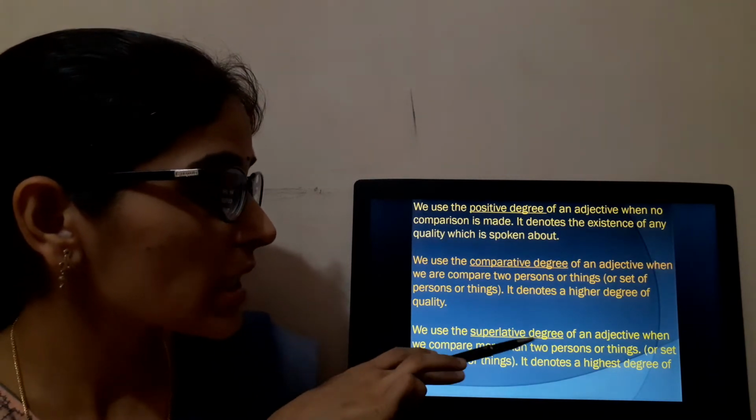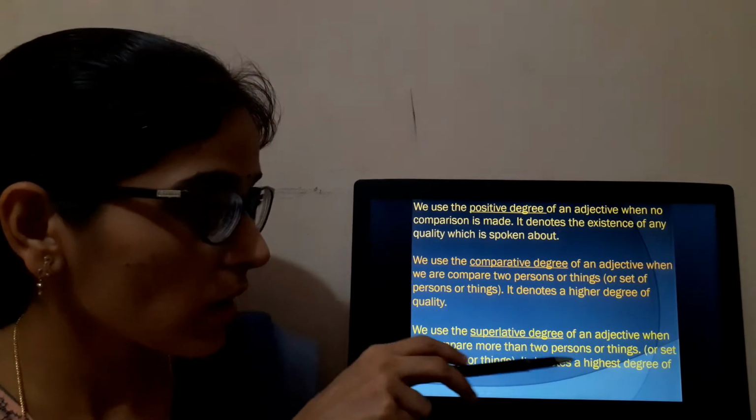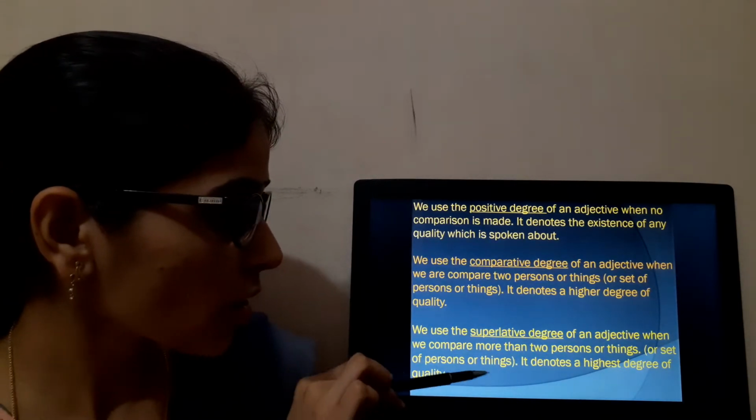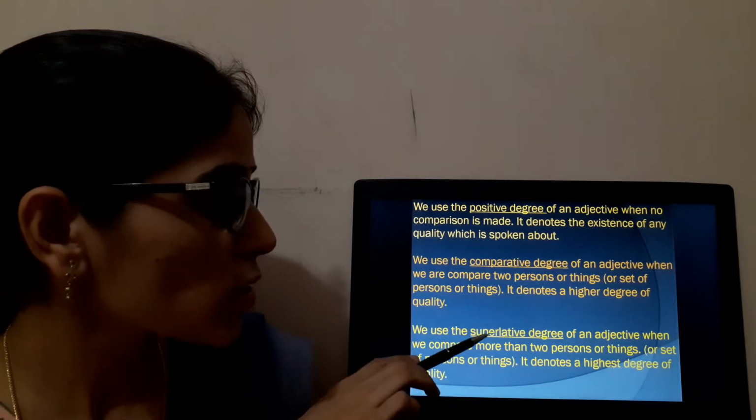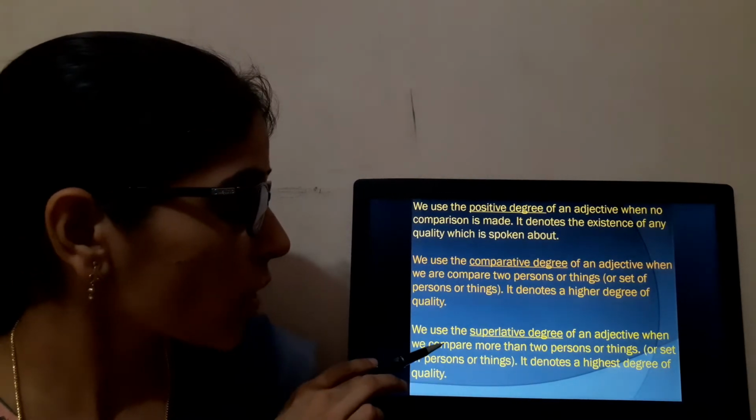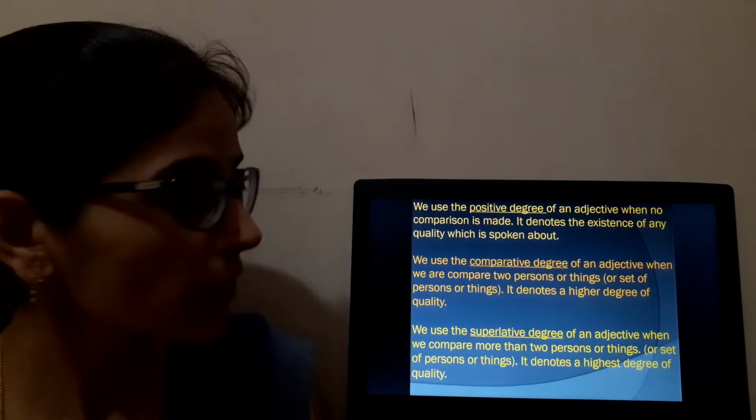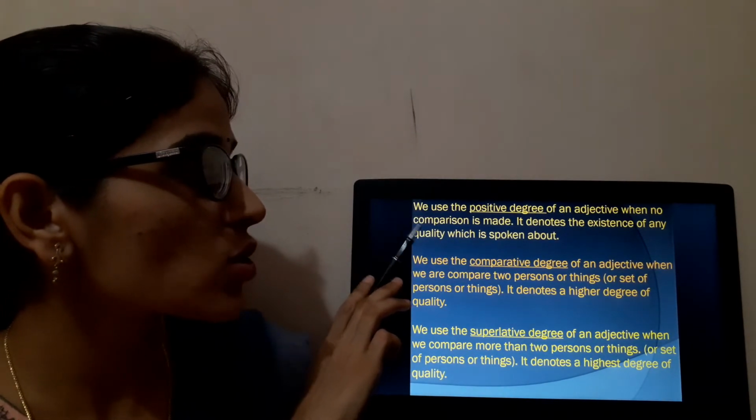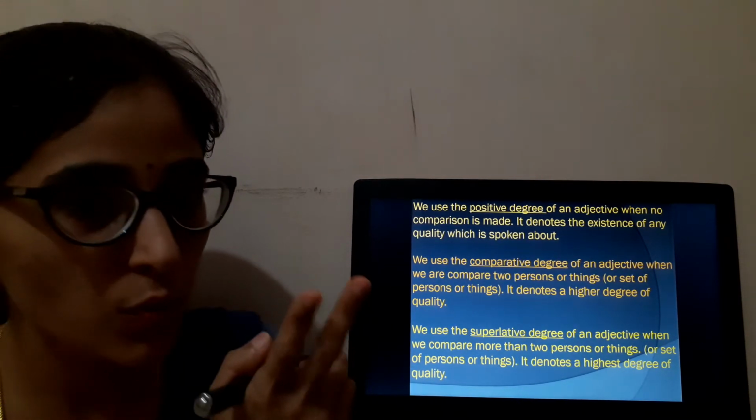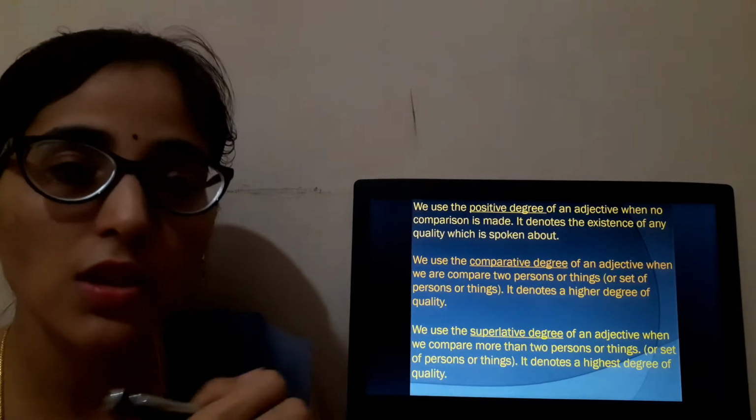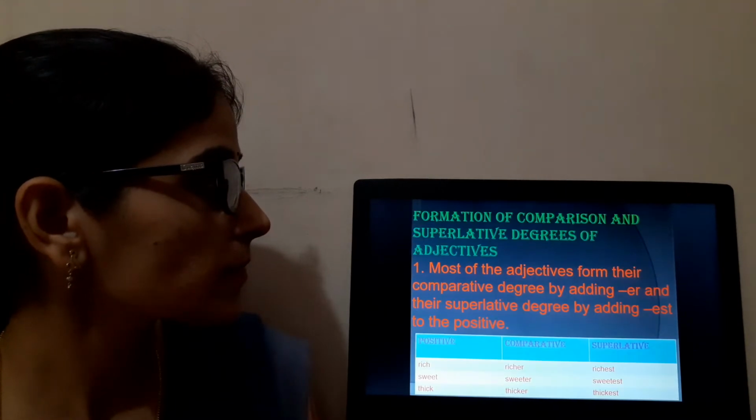We use the superlative degree of an adjective when we compare more than two persons or things or sets of persons or things. It denotes the highest degree of quality. Here it is saying superlative degree, that means it is showing comparison among more than two people or things. Clear? Let us have a quick recap here. Positive degree, which is not showing any comparison here. Comparative degree, which is showing comparison between two, and superlative, which is showing more than two. Clear? Let us move to the next.